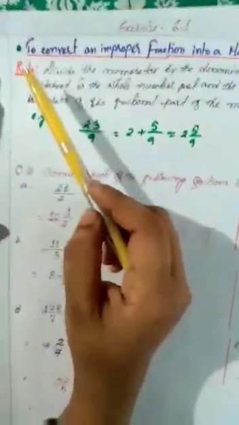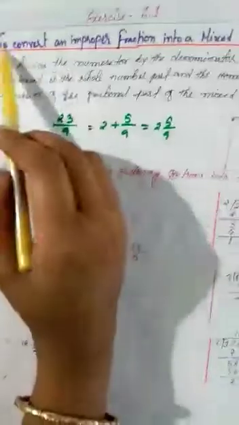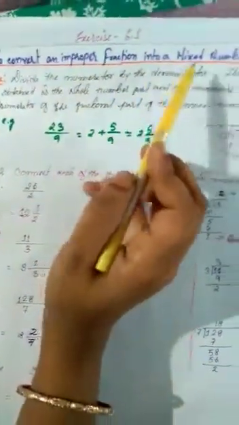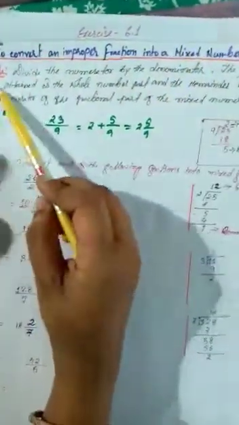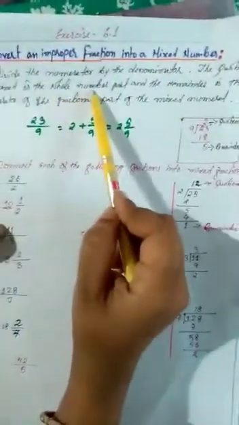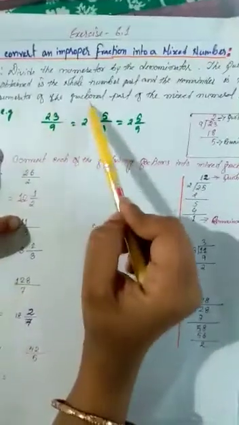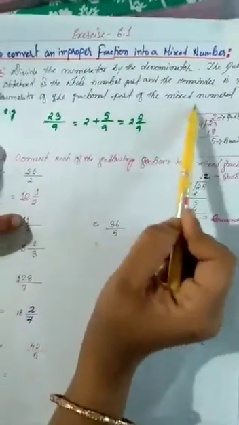So students, as we have done question number 1 and 4, today we'll see question number 2 and 3. Before doing this, we'll see the rules of conversion. To convert an improper fraction into a mixed number, the rule is to divide the numerator by the denominator. The quotient obtained is the whole number part and the remainder is the numerator of the fractional part of the mixed number.